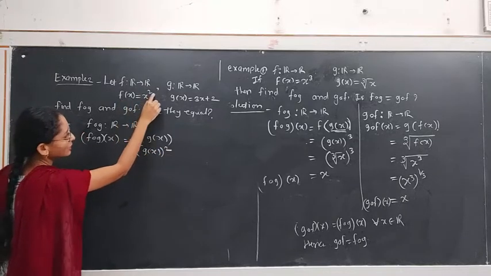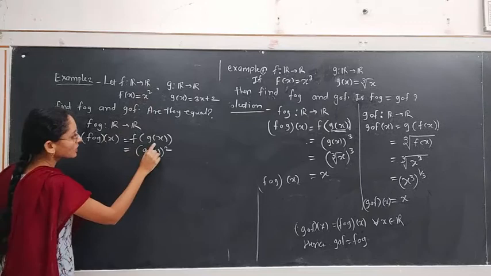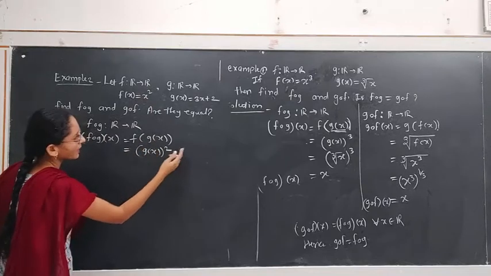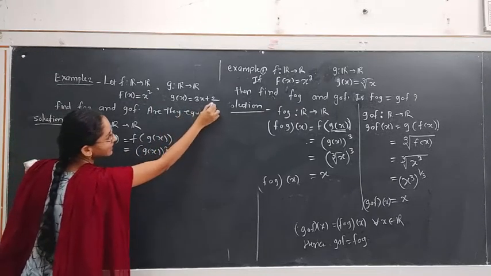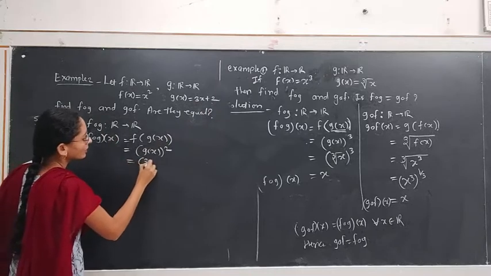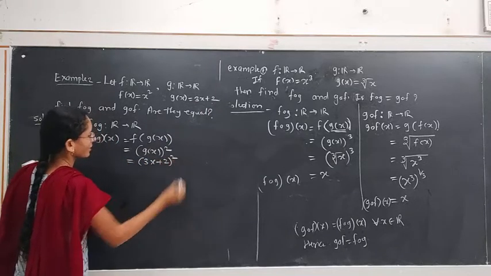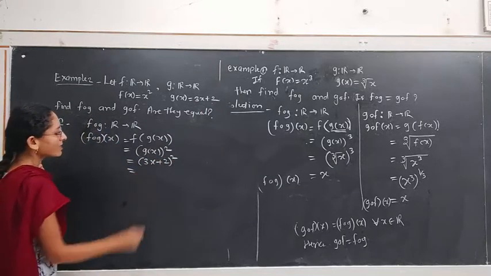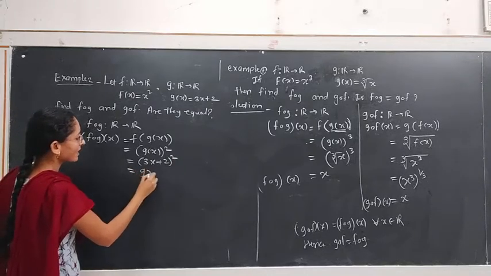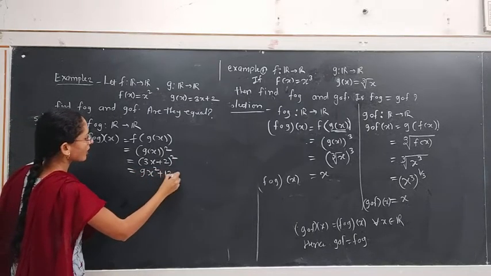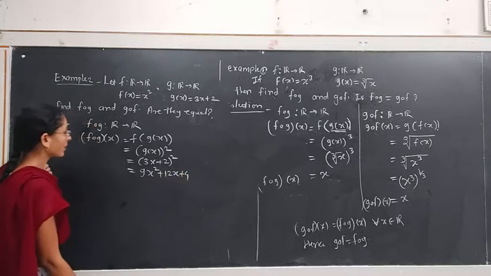What is f of x? x square. Therefore, f of g of x is g of x square. But g of x is defined by 3x plus 2. Hence, this is equal to 3x plus 2 square. If we solve this, then we get 9x square plus 12x plus 4.